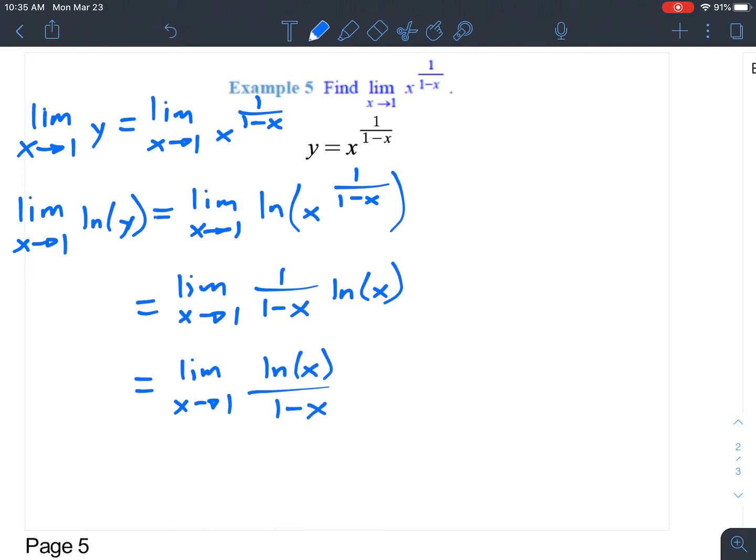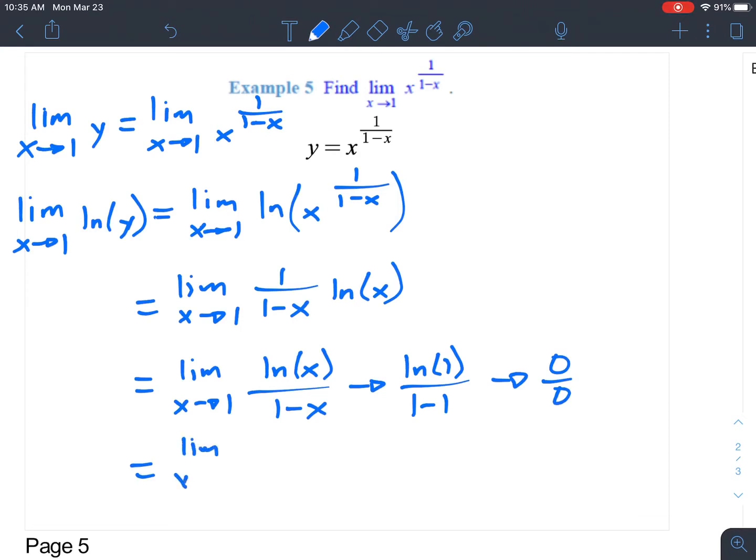Okay, now we have a fraction, so one of the requirements for L'Hopital's rule has now been satisfied. The other requirement is we need to show that we have an indeterminate form. So if we put in 1, we get natural log of 1 on top, we're going to get 1 minus 1 on bottom, and we get 0 over 0. So we do have an indeterminate form. We are allowed to do L'Hopital's.